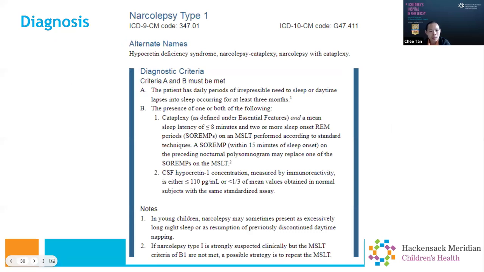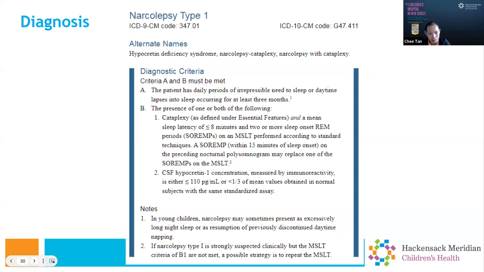So the AASM or International Sleep Guidelines help us with the diagnostic criteria for narcolepsy. In order to diagnose narcolepsy, they need to have daily periods of irrepressible need to sleep or daytime sleepiness for at least 3 months. And then you need to have a cataplexy event that I'll show you a picture of later, as well as a test called the multiple sleep latency test in a sleep lab, which will show a mean sleep latency of less than 8 minutes and two or more sleep onset REM periods.